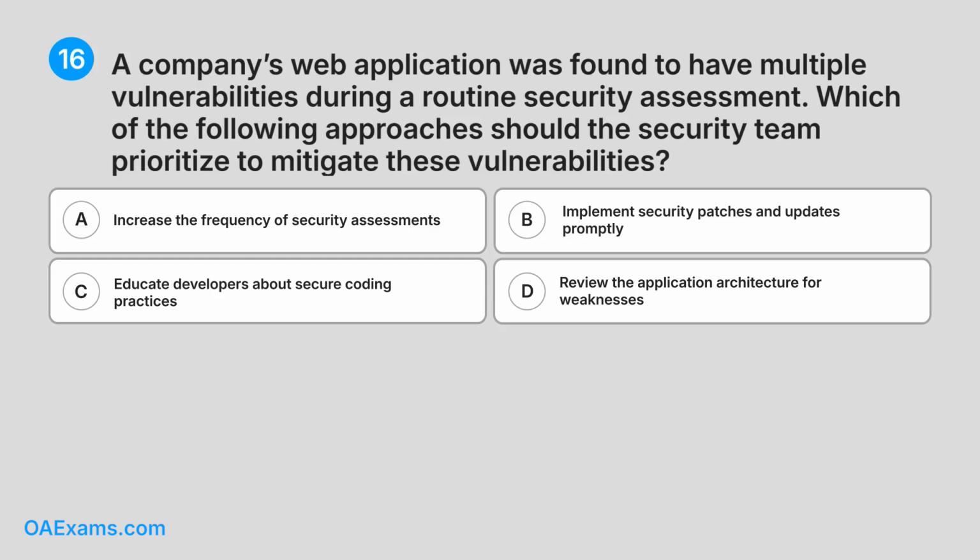16. A company's web application was found to have multiple vulnerabilities during a routine security assessment. Which of the following approaches should the security team prioritize to mitigate these vulnerabilities? A. Increase the frequency of security assessments. B. Implement security patches and updates promptly. C. Educate developers about secure coding practices. D. Review the application architecture for weaknesses. Do you know the answer?